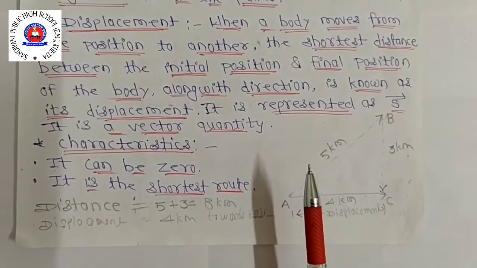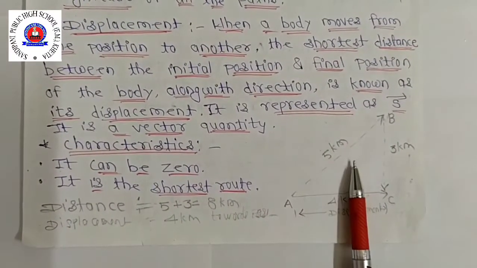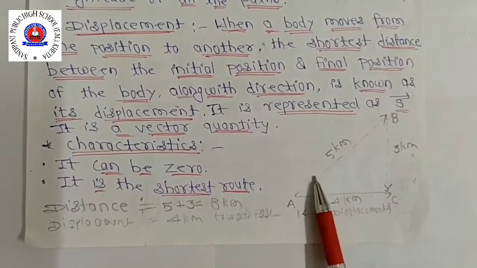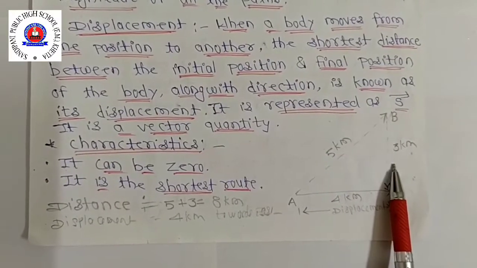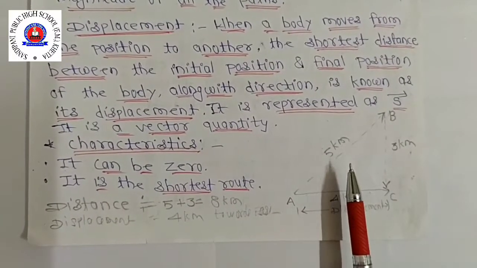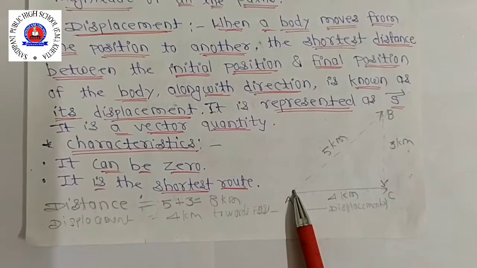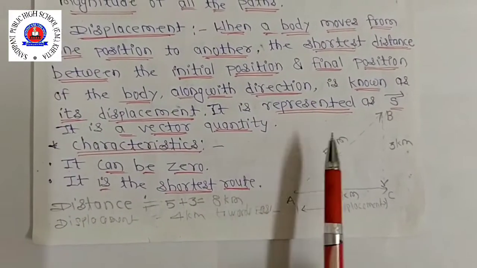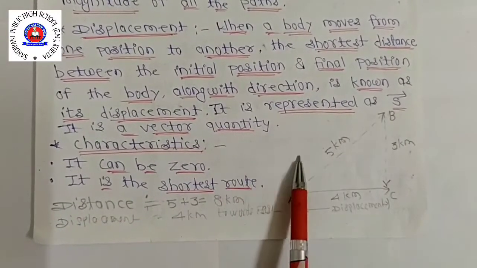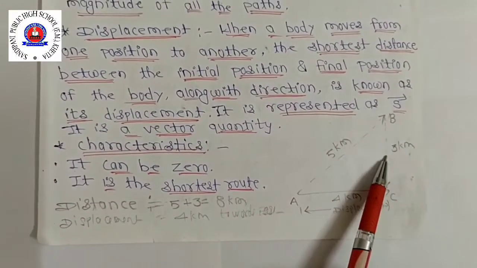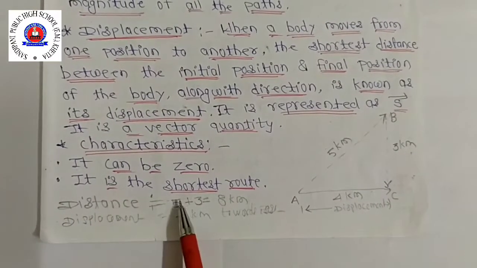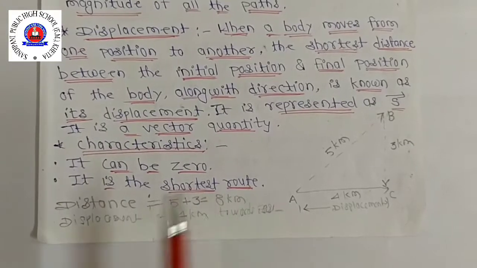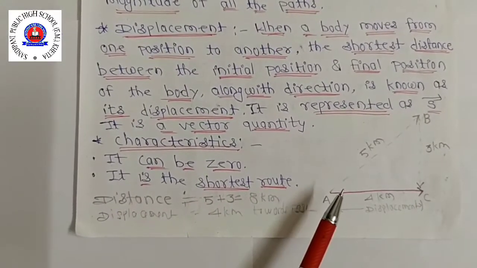OK, now for example, about the distance. In this case the actual length of the path covered by the man is 5 kilometer plus 3 kilometer. So the distance traveled by the man is what? 8 kilometer, because he starts from A and reaches C. So this is the distance, no matter in which direction. So only how much distance was covered. So just simply add the magnitudes and we get the total distance, 8 kilometer. Clear this one?